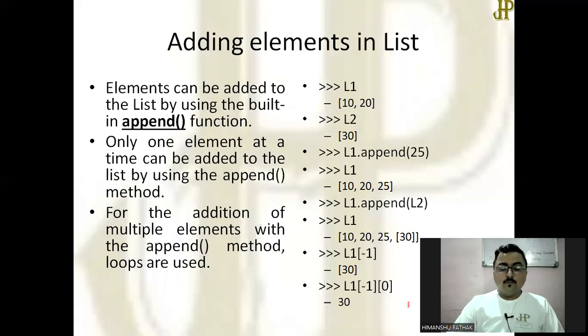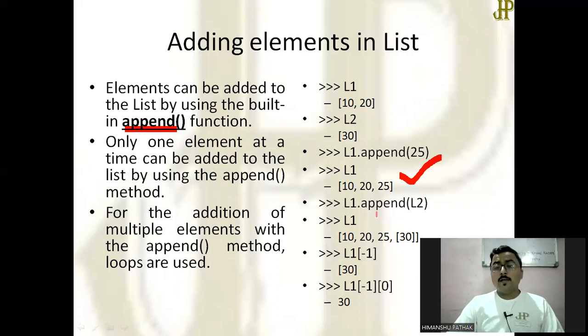There is one function that is known as append. The append function can be used to add only one element at a time to the list. But you have to remember that this function will add that element at the end of the list. So here L1 is 10, 20, and L2 is 30 from the previous slide. L1 dot append 25. Now if I print L1, it will print 10, 20, 25.